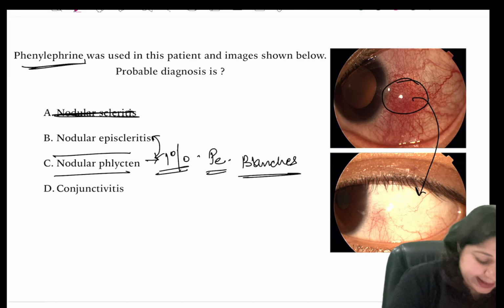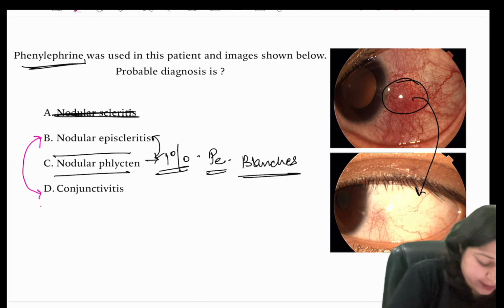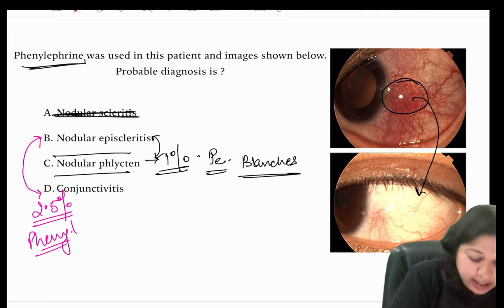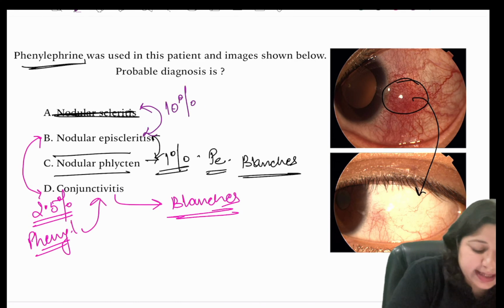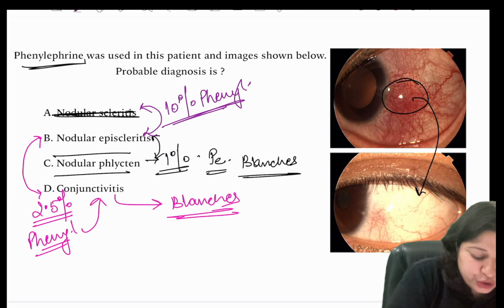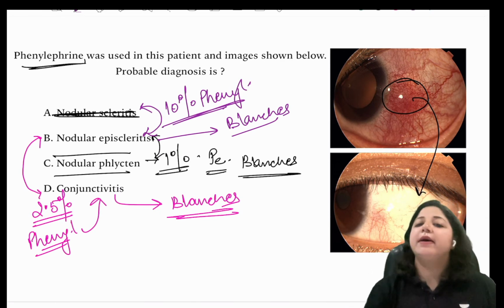And then the confusion arises between episcleritis and conjunctivitis. When we talk between these two, episcleritis and conjunctivitis, it is the concentration of 2.5% phenylephrine. Again, when you use 2% phenylephrine, conjunctivitis blanches. Right? But when we differentiate between episcleritis and scleritis, it is 10% phenylephrine which is used, which blanches episcleritis, because it has its effect on the superficial episcleral plexus.